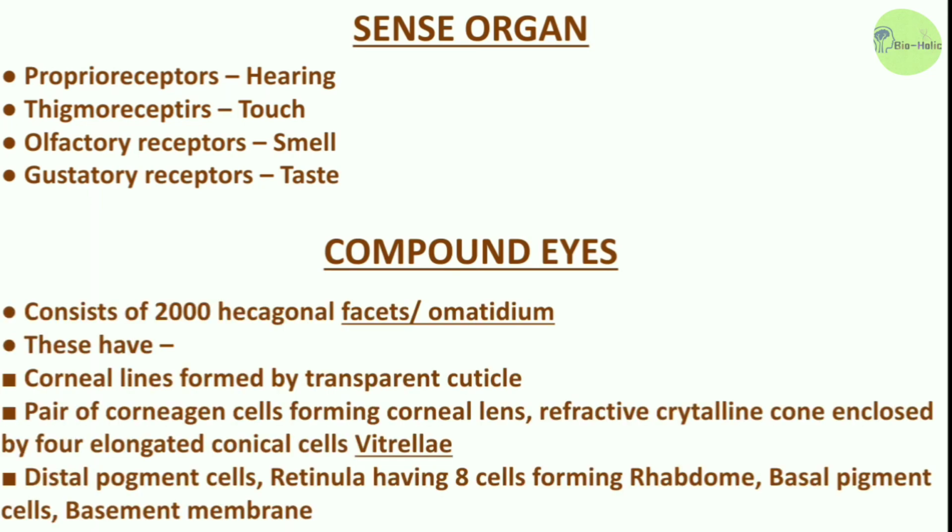The compound eyes consist of 2000 hexagonal facets or ommatidia. These have corneal lenses formed by the transparent cuticle. A pair of corneagen cells forming a corneal lens is present. A refractive crystalline cone is enclosed by 4 elongated conical cells, which are called vertical cells. Distal pigment cells, retinula having 8 cells that form the rhabdome, and basal pigment cells and basement membrane are present in the compound eyes of the cockroaches.